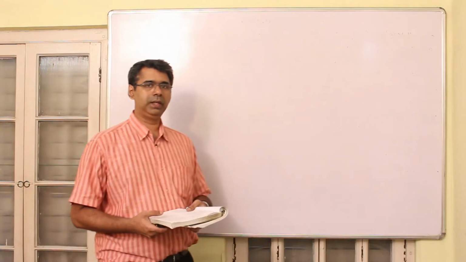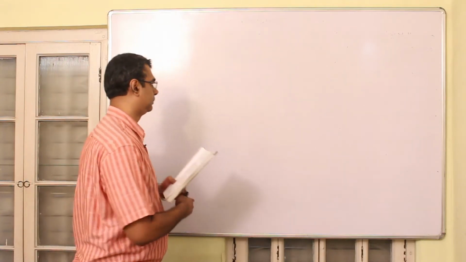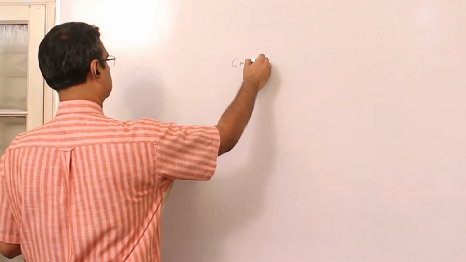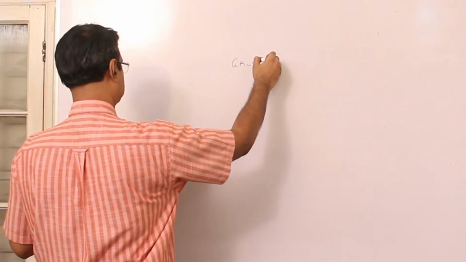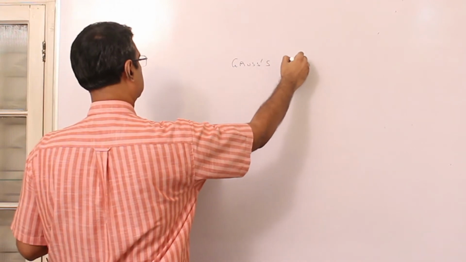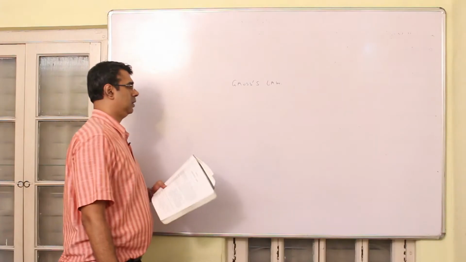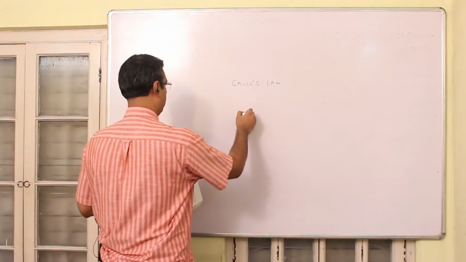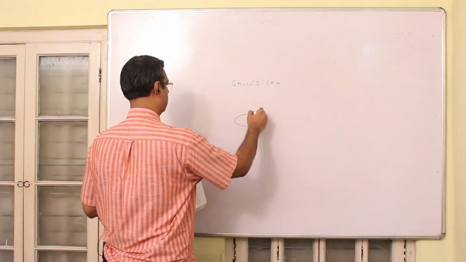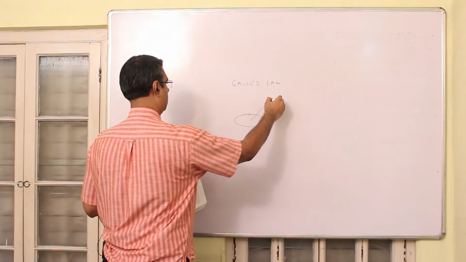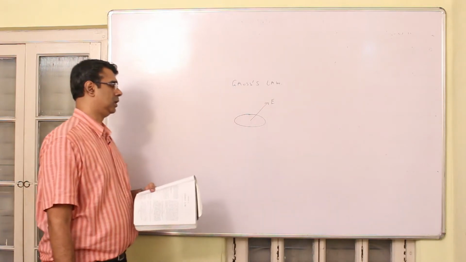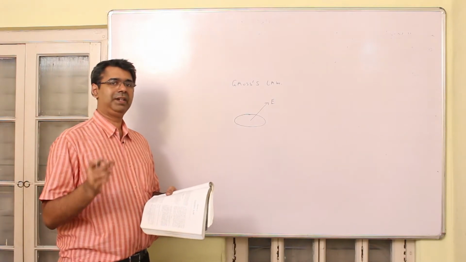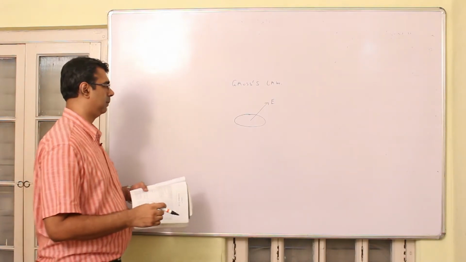Today we will be doing Gauss's law. In this chapter, we will learn that electric field, when it passes through a surface, has something called an electric flux associated with it.